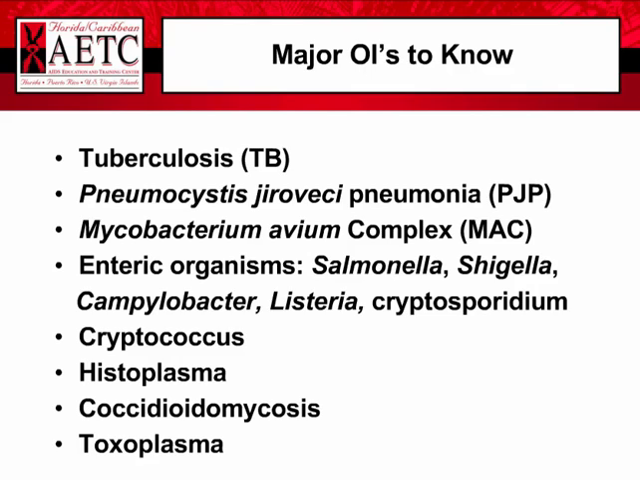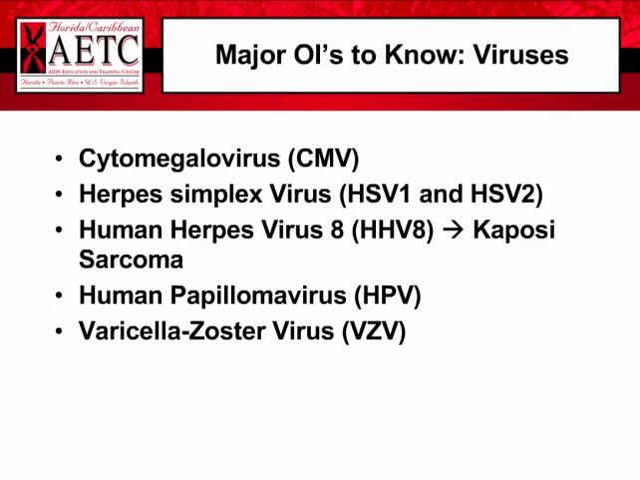These would include certain bacteria like Salmonella, Shigella, Campylobacter, Listeria, but also parasites like Cryptosporidium. Cryptococcus is the next one down, and this is a fungal infection, which we'll talk about later. And we also have histoplasma and coccidioidomycosis, also fungal infections, which have more of a geographical distribution. And finally, toxoplasma, which is a parasite.